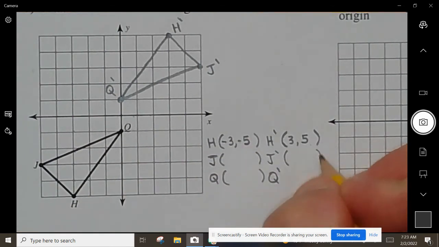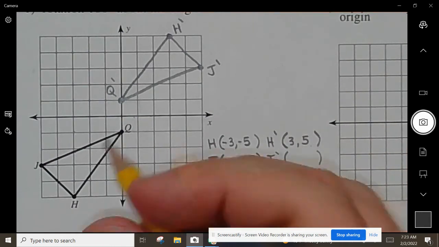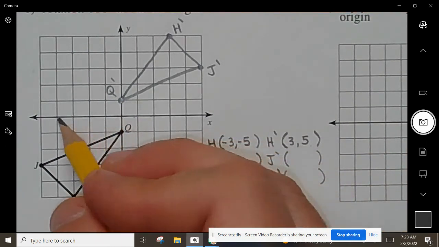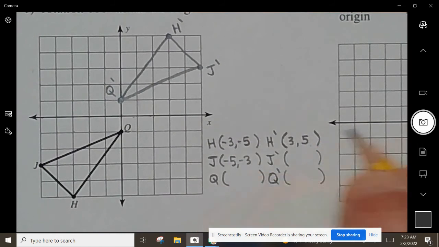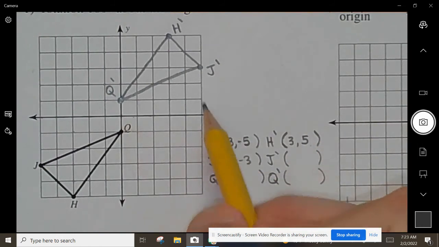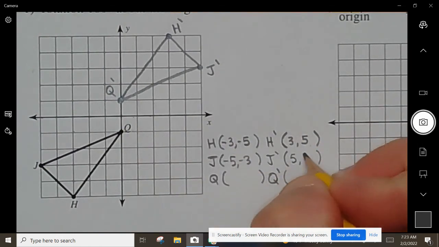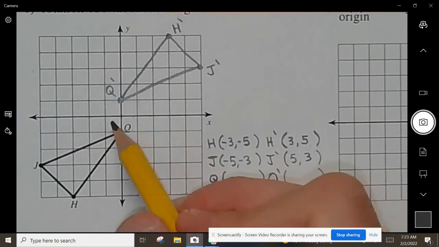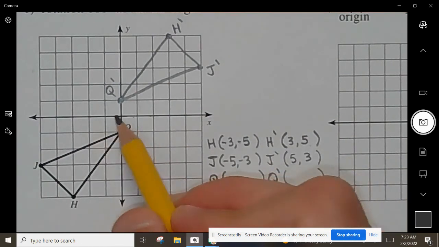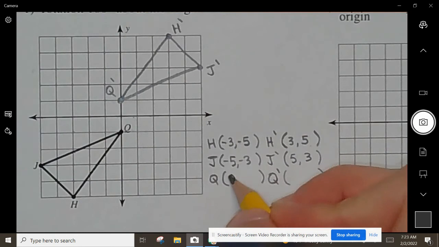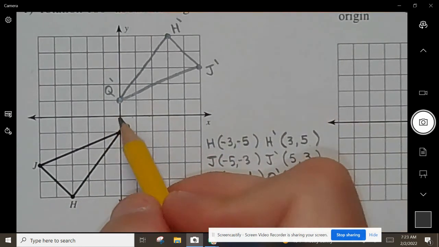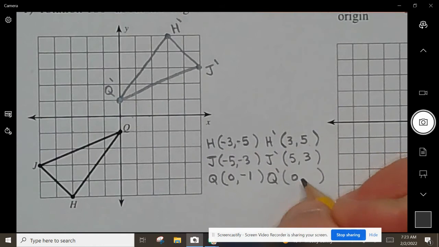Okay. Let's see if that works for all of them. J is -1, 2, 3, 4, 5, and down 1, 2, 3. So that's -5, -3. And this is over 5, up 3. Same pattern. And then Q. Q is not negative or anything. It's 0 here because we don't go left or right, but you do go down 1. And then what do you do here? 0 and then up 1.